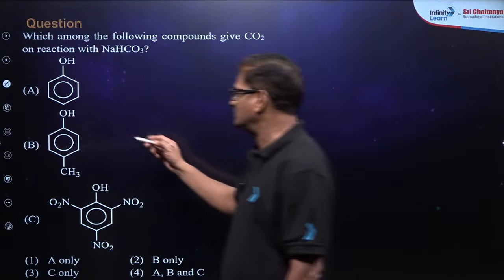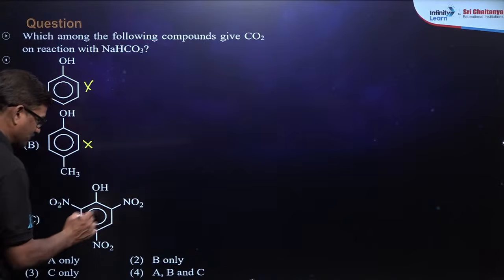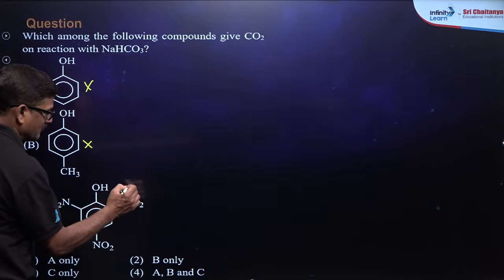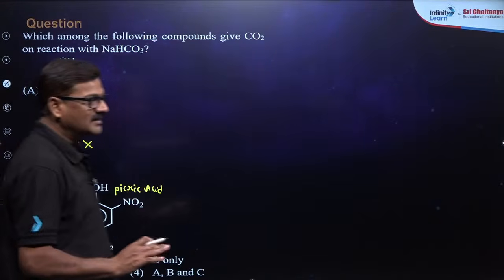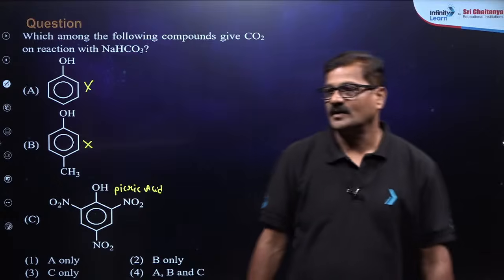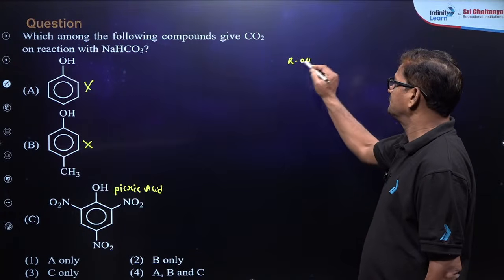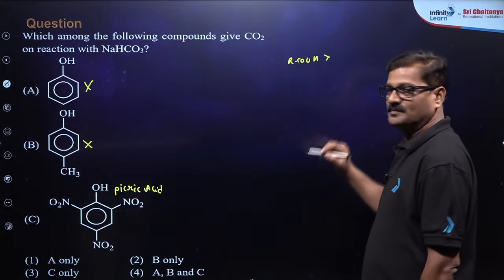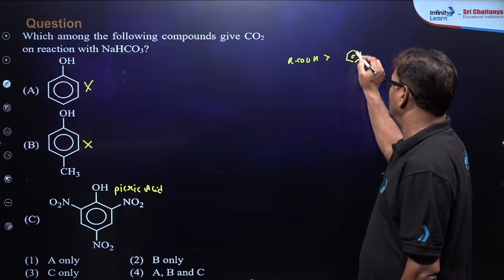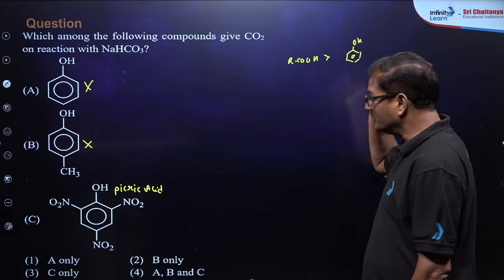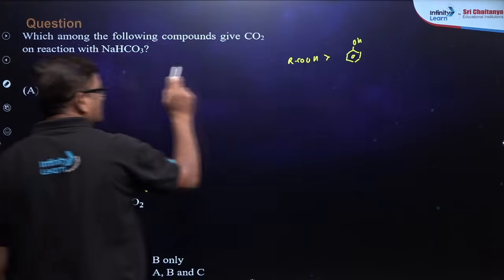You are going to see this is a phenol, this is a methyl phenol, this is picric acid. I am going to tell you the valid reasons also. Carboxylic acids are more reactive, then phenol is more reactive, and in between, carbonic acid is going to be more reactive.